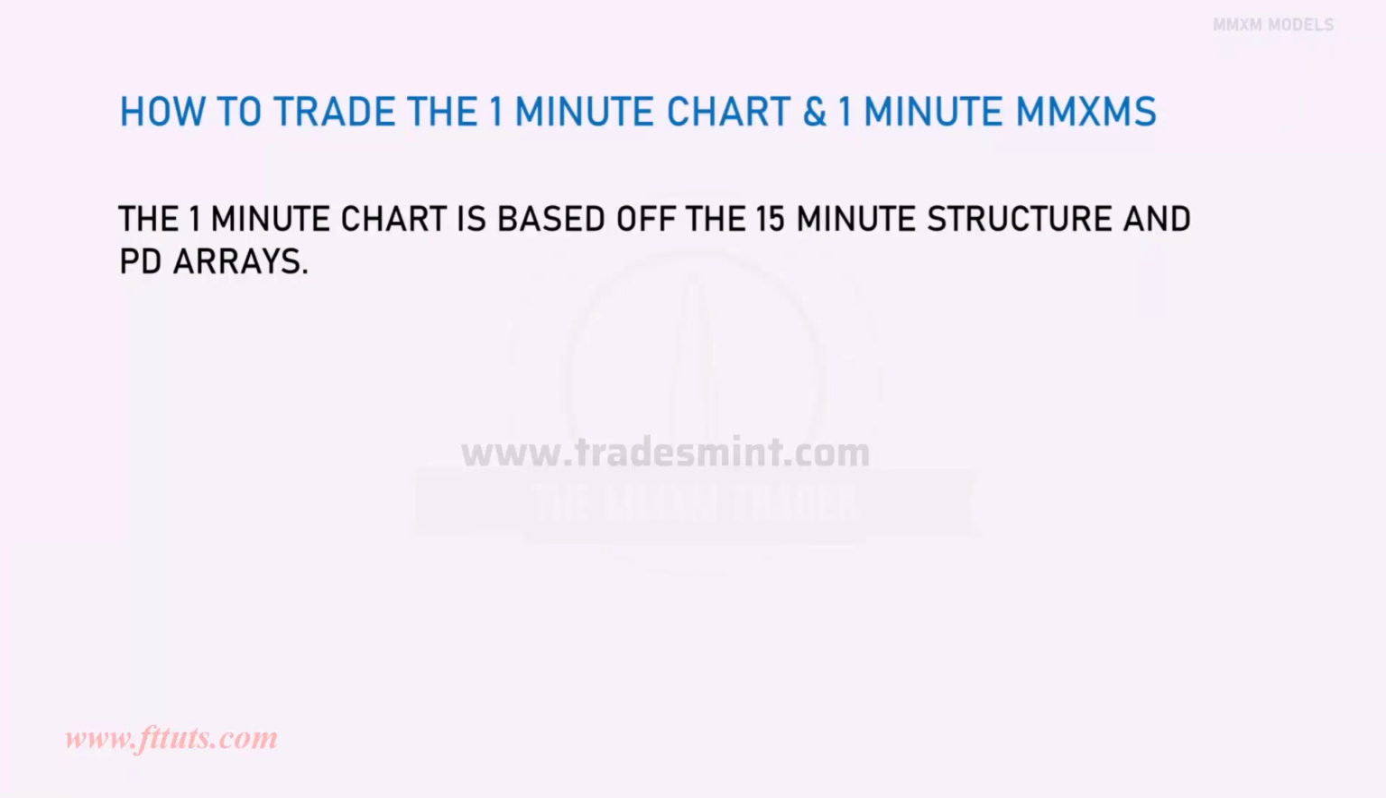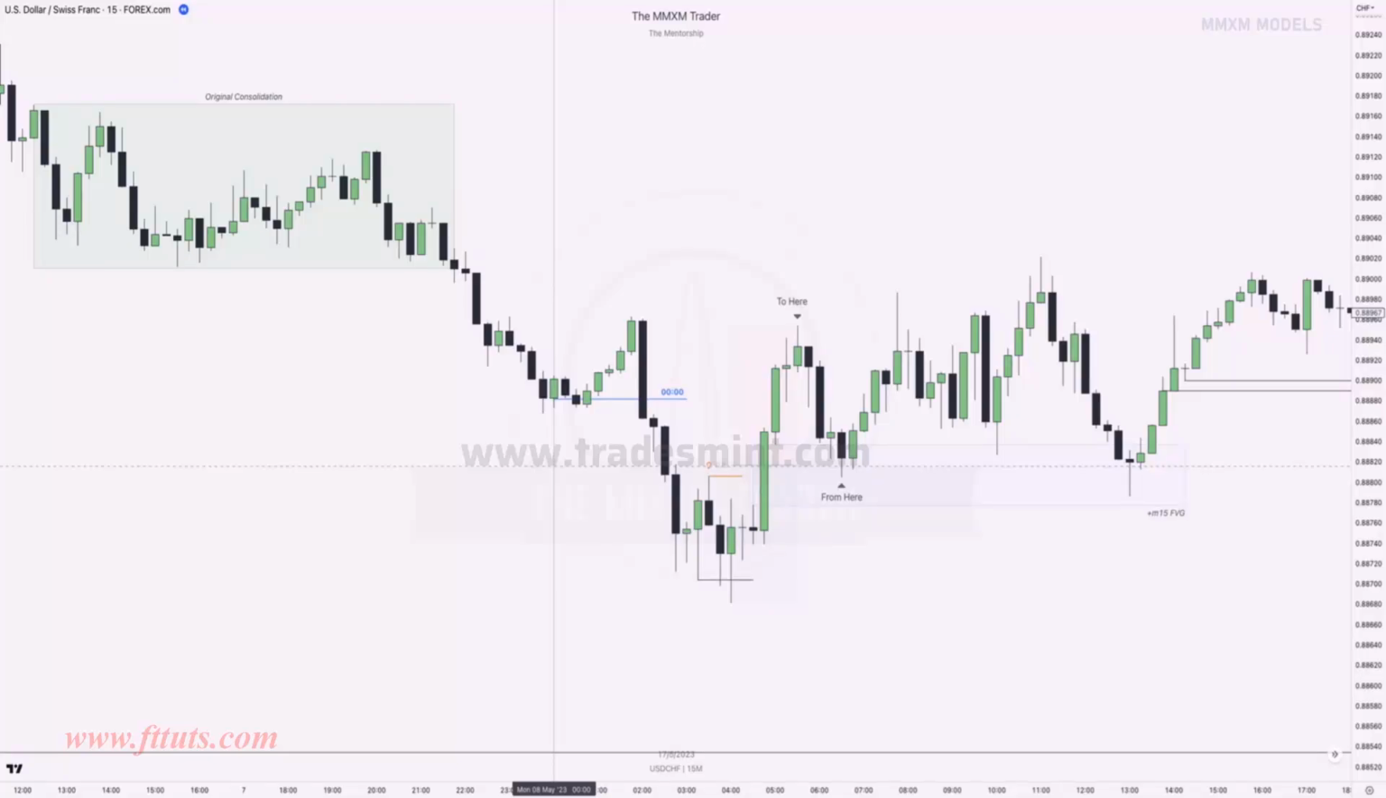So how to trade the 1-minute chart and 1-minute market maker models. The 1-minute chart is based off the 15-minute structure and PD arrays, right? So remember about time frame alignments from monthly to daily structure and so on and so on. And now we go from that 15-minute PD array into a 1-minute market maker model. Right, so we got USD Swiss franc again, same chart. And now we can dive into an even lower time frame to scout where we can get in.